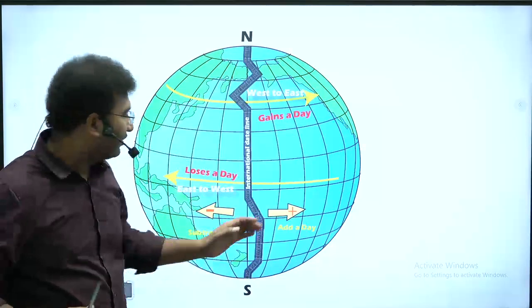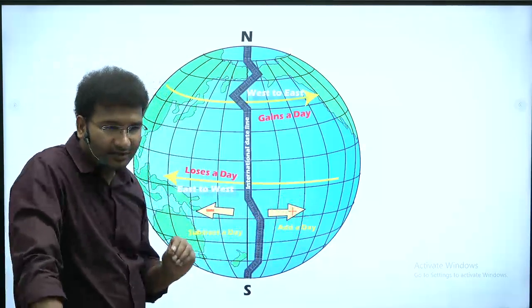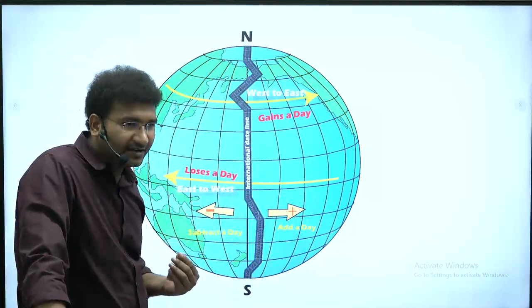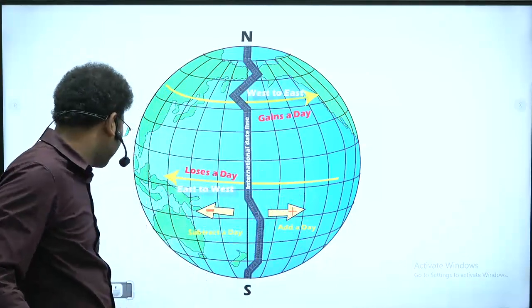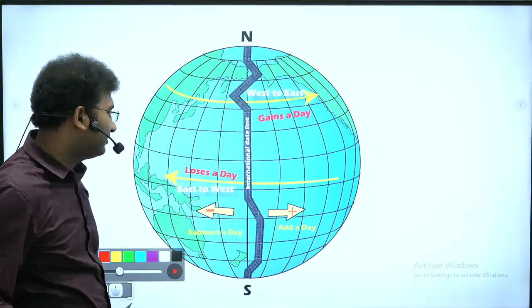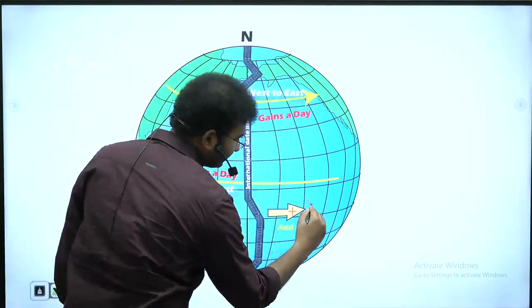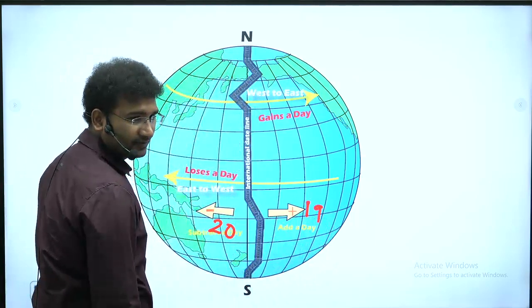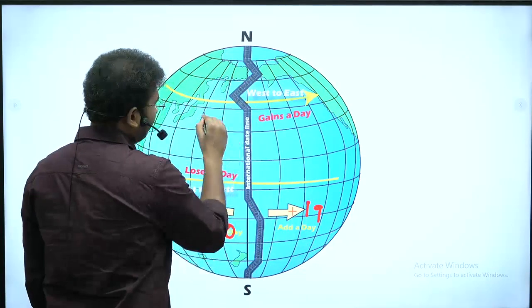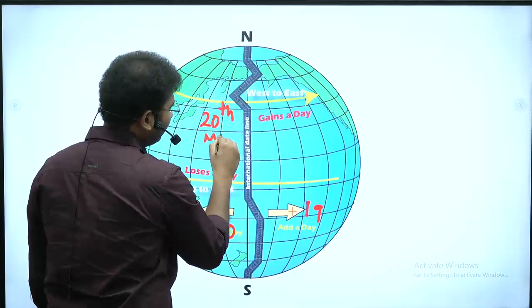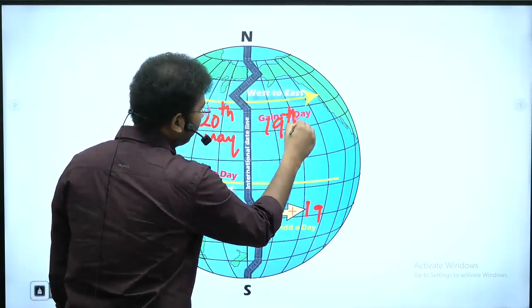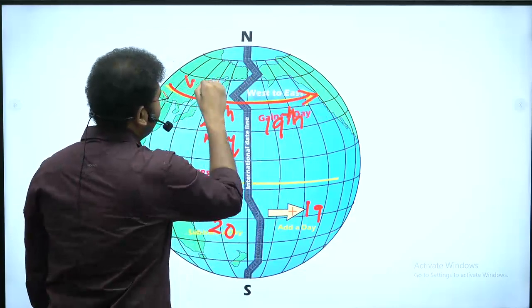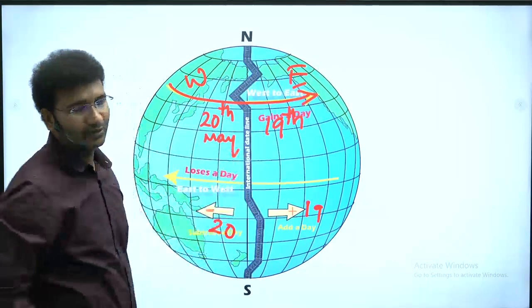ठीक है? If you are moving from east to west, you will subtract a day. You will actually lose a day. In fact, subtract a day or lose a day, this will be easier. Basically, here it is 19th, here it will be 20. Right? So, from 20th of May, you are going into 19th of May. That is west to east if you are going. You are losing a day.